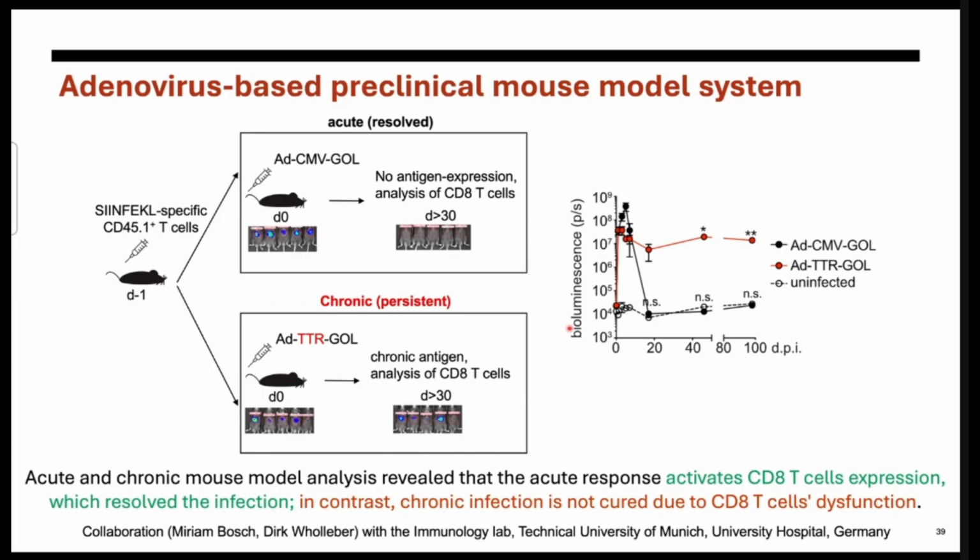It started with Miriam and Jörg Wolliber, who are the collaborators of this project, where they started with a preclinical mouse model system called the adenovirus-based system, where they have acute infection and chronic infection. And the experiment shows that the acutely infected mouse model was able to clear the infection very fast, in 20 days, but the chronically infected mouse model doesn't clear. It stays over a period of time because, as I said, CD8 T cells are dysfunctional.